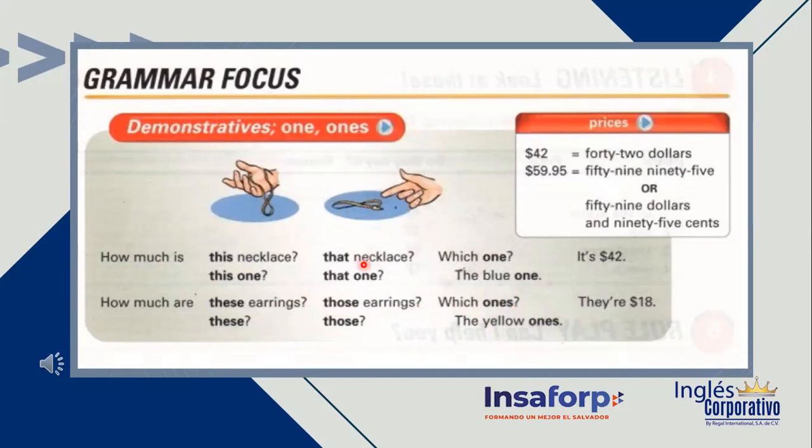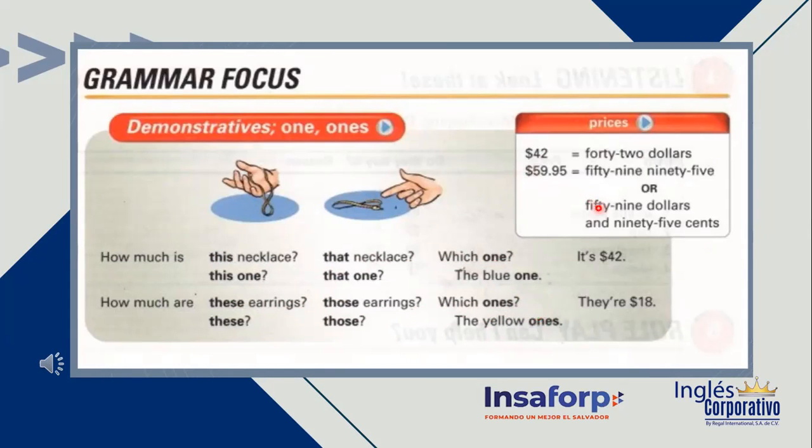Otra cosa que debemos de tener en consideración con los demonstrative pronouns is this. This and that are for singular. And also one. Which one? These and those and ones is for plural.